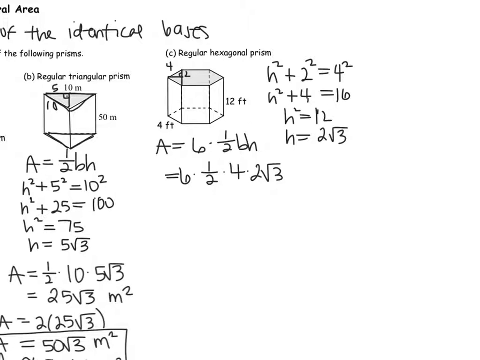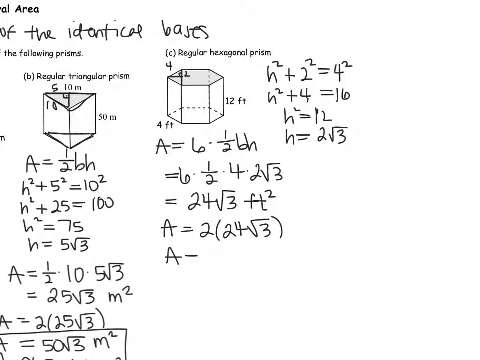So when I do 6 times 1/2 times 4 times 2, we're going to end up with 24 square root 3, and then our units here are going to be feet squared. But we have 2 hexagonal bases, so we have to do 2 times 24 square root 3. So we have an area of 48 square root 3 feet squared.